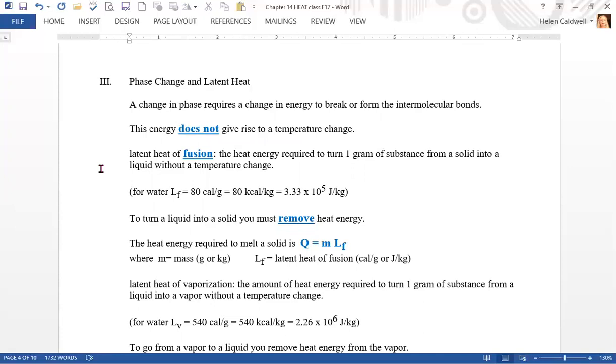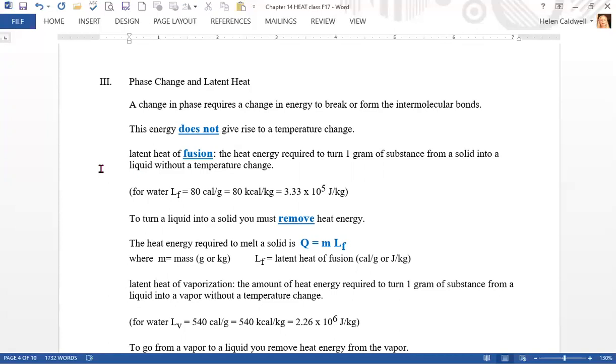We give a special name to this energy. We call it the latent heat of fusion. That's what's required to turn 1 gram of substance from a solid into a liquid without a temperature change. So if you're melting an ice cube, for water, the CGS unit is 80 calories per gram, but the one we're going to use is 3.33 times 10 to the fifth joules per kilogram, because that is the MKS unit. That will be our MKS unit, our metric unit.